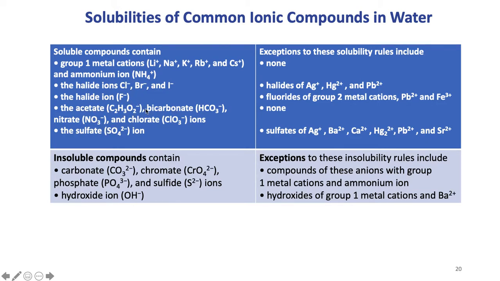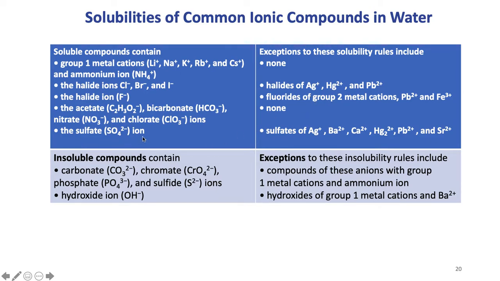If you have the acetate, bicarbonate, nitrate, and chlorate ions paired up with anything, those are always soluble, just like the group 1 metal cations. If you have these 4 anions as your anions in the salt, in the ionic compound, then those compounds are soluble. There are no exceptions to those rules, even if they're paired up with lead or iron or mercury or whatever. If they have these 4 anions, then they're soluble.